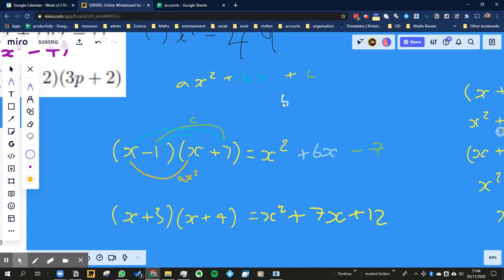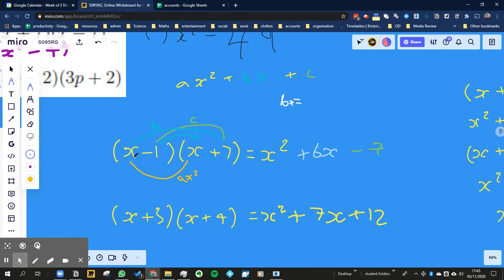So the b was basically equal to, well, let's have a think. To get the b, what we did is we multiplied one of the x's by one of the numbers, and the other x by the other number, and then we added them together, and that's how we got bx. To get the c, we just multiplied the two numbers. So if I wanted to go back the other way, let's just do the other one as well, okay? So I'll just pause the video.